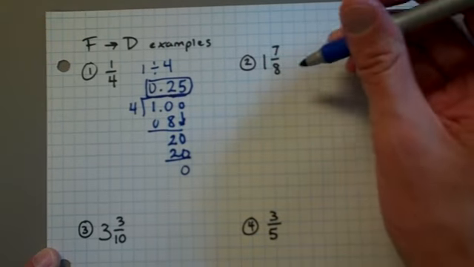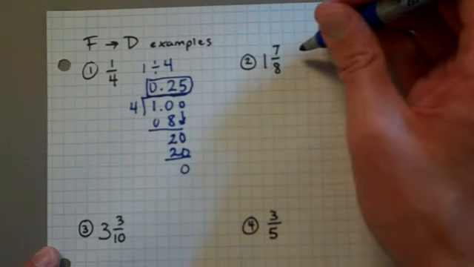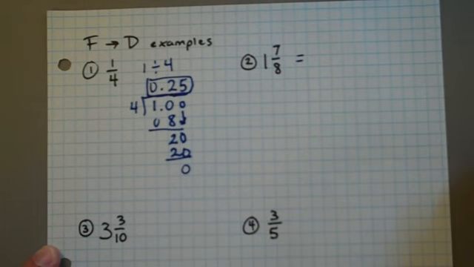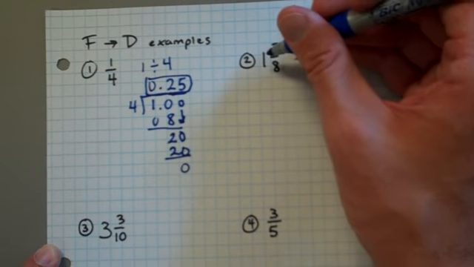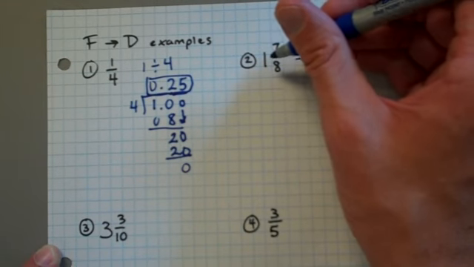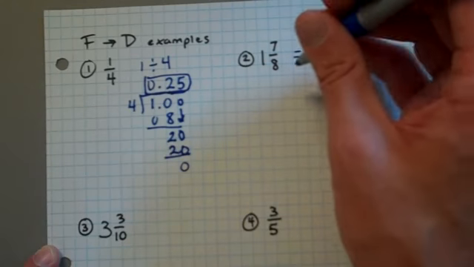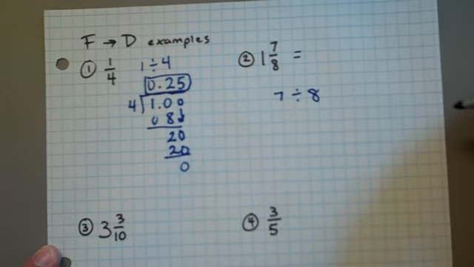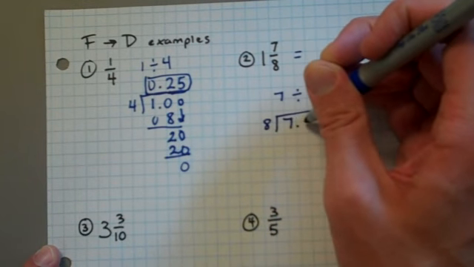Let's keep going. What if we had 1 7/8? Well, how would we convert that to a decimal? Well, let's first forget about the 1 for a second. Let's just convert 7/8 into a decimal, because that 1 is a whole 1. So worry about the 7/8 because it's going to be 1 point something. So 7 divided by 8. So 7 goes inside the funhouse. 8 goes on the outside.